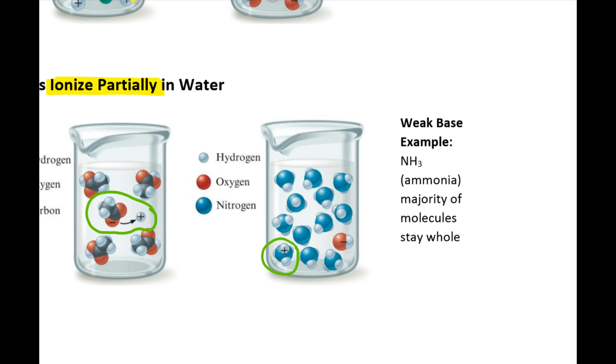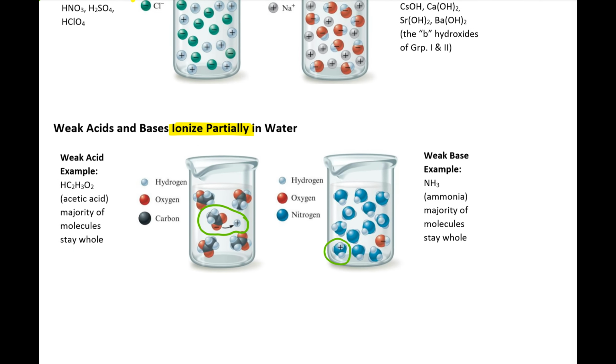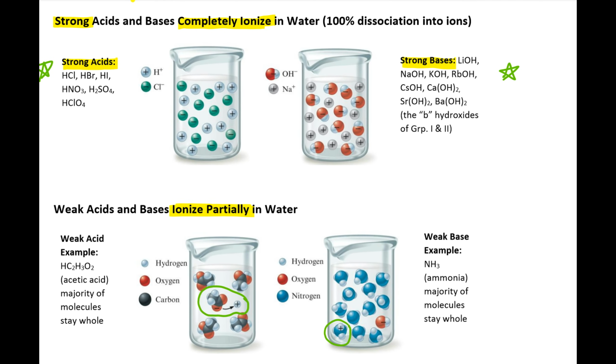So if you compare that to the strong acids above, every single molecule of the strong acid HCl is breaking up into a positive and a negative ion. And then the same thing applies for your sodium hydroxide. Every single one of those sodium hydroxides has completely ionized into sodium ions and hydroxide ions.